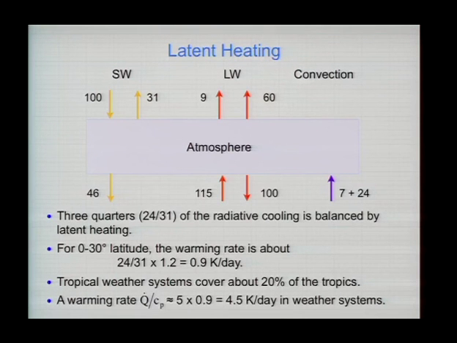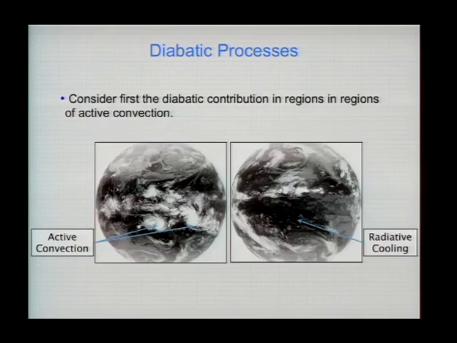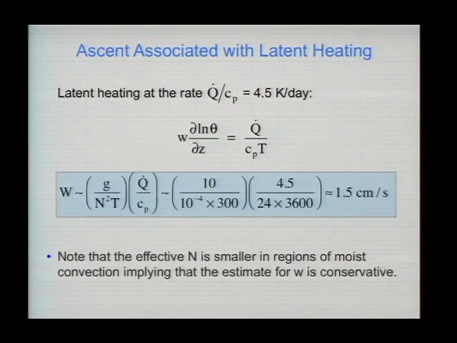So the warming rate is about 5 times this. This is the rate averaged over the whole of the tropical region. But really, we have to think about where it's warming just within the convective regions. And they cover about 1/5 of the tropical region. So it has to be 5 times higher in those convective regions. Let's call it 4.5 degrees per day.